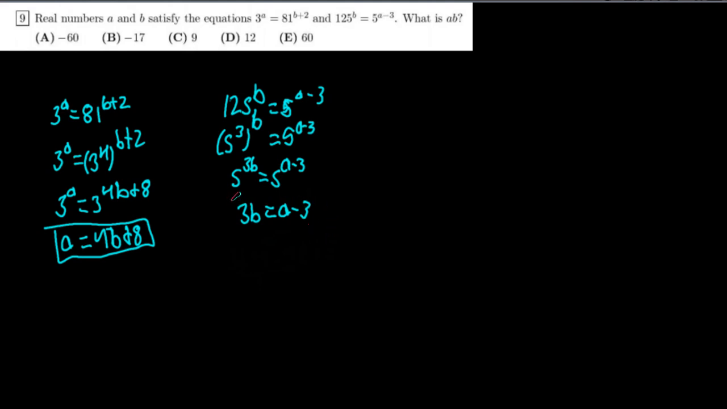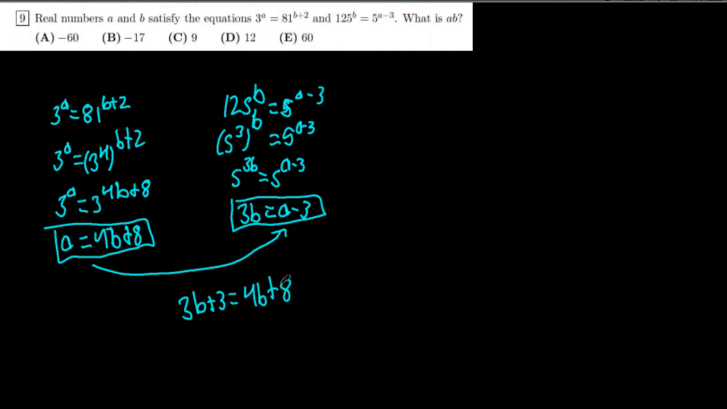Okay, now we have two equations. And since we know what a equals, we can just plug this into the a in the second equation. So we would have 3b plus 3 if you take this negative 3 to your side, which you can do. You don't have to do it, but I'm just doing it in this case. So we have 3b + 3 = a, or 4b + 8.